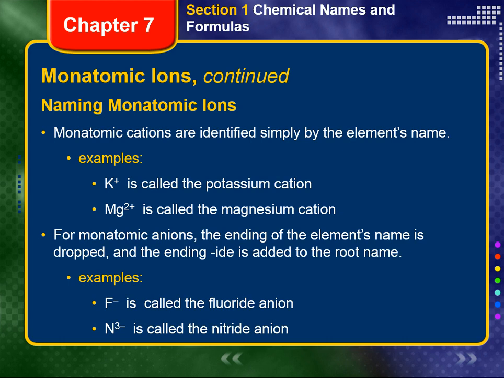Naming monatomic ions. Monatomic cations are identified simply by the element's name, as illustrated by the examples on the screen now. Naming monatomic anions is slightly more complicated. First, the ending of the element's name is dropped. Then the ending -ide is added to the root name, as is illustrated by the examples on the screen now.